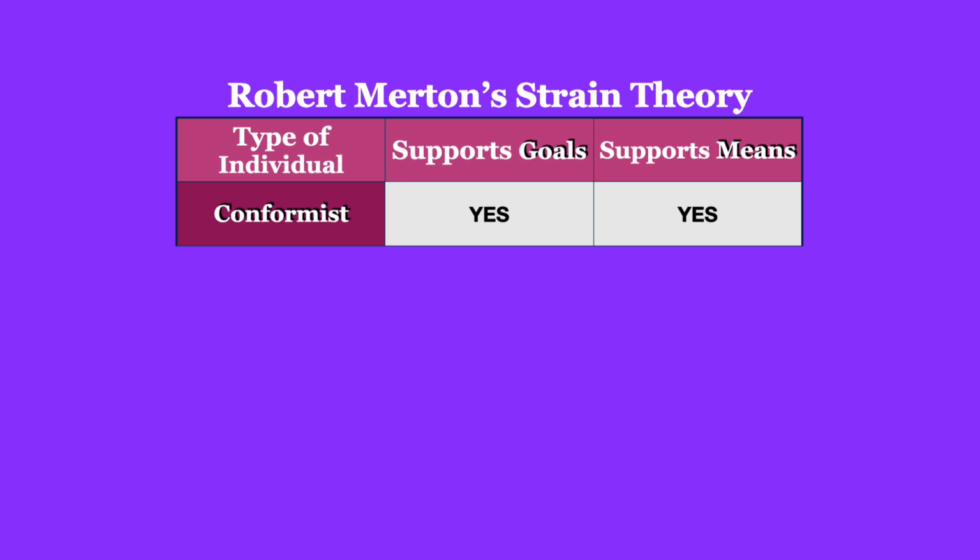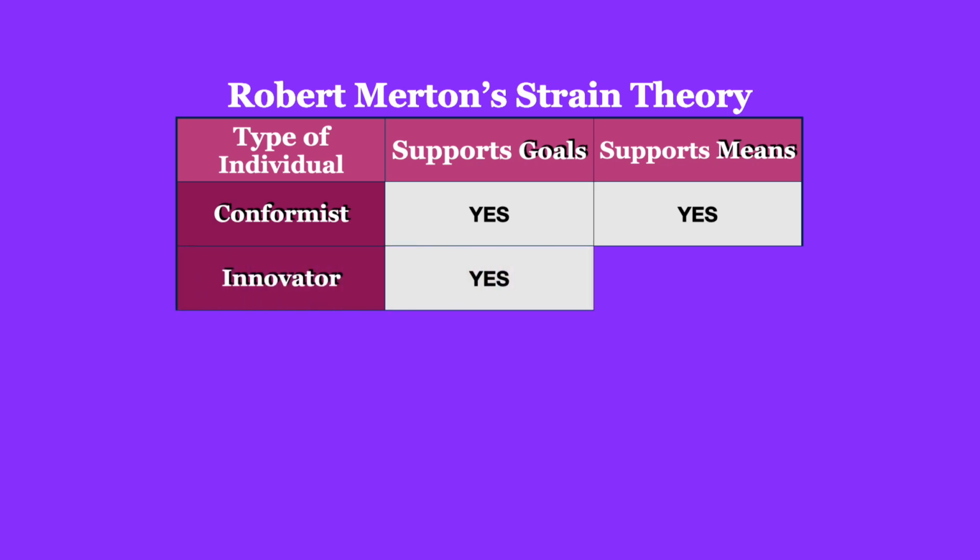All of that, if you're in support of, you are a conformist. However, there are also people that Merton considers to be innovators. Innovators also support the goal. They believe in the American dream in this case, but they do not support the means by which they are supposed to achieve the American dream. An innovator finds their own way to success.